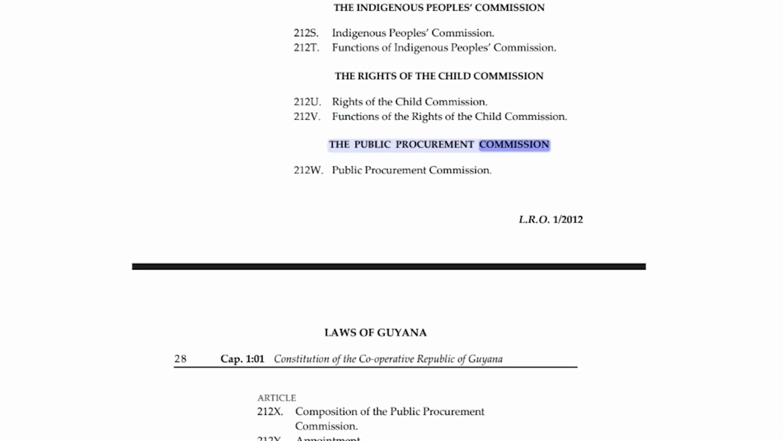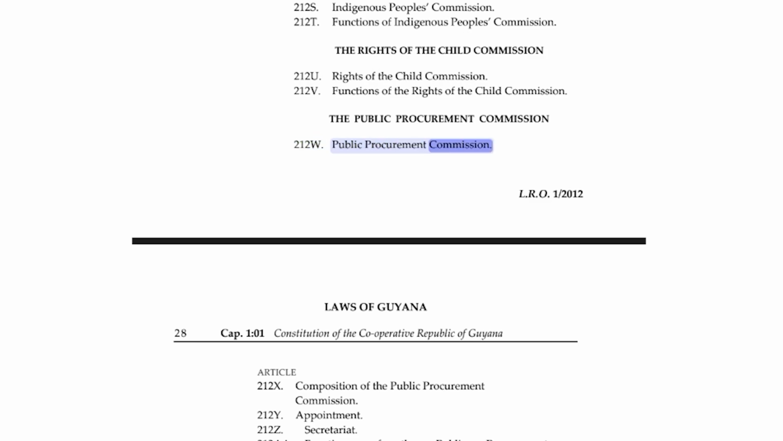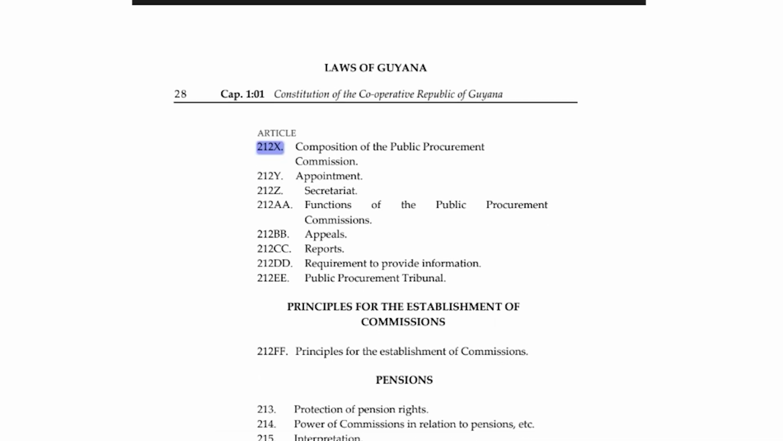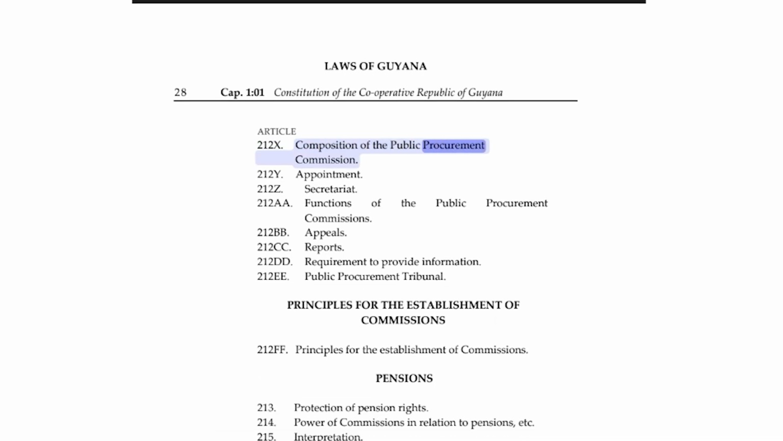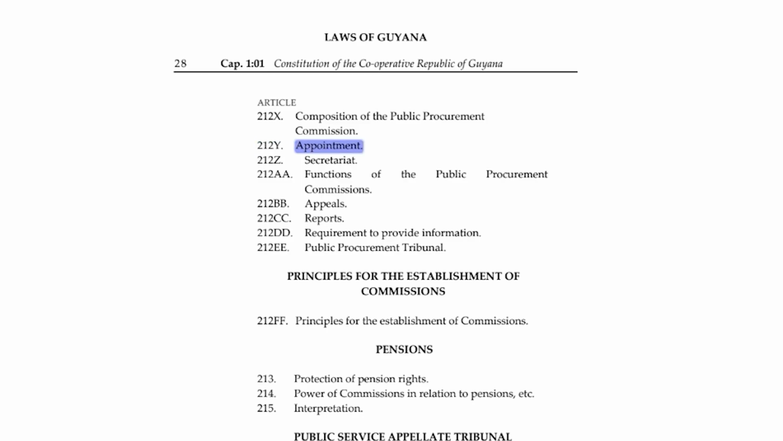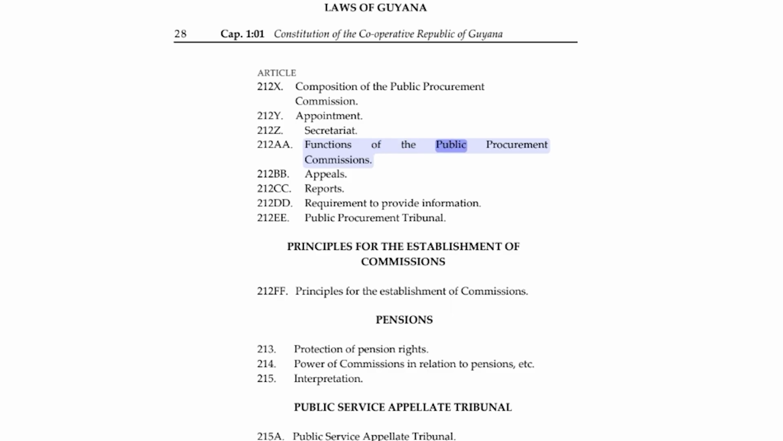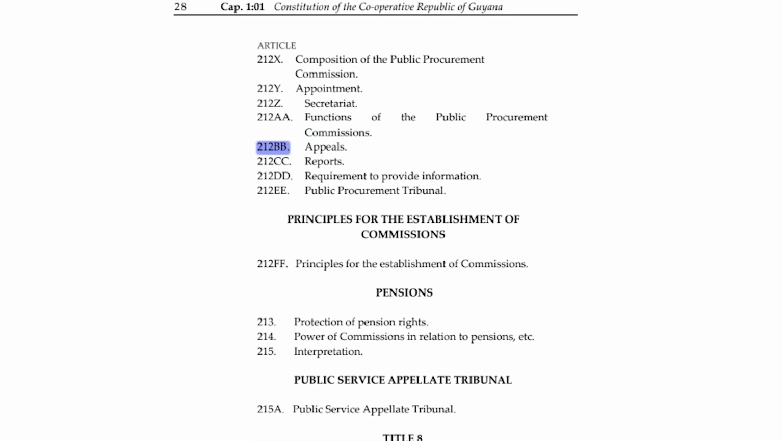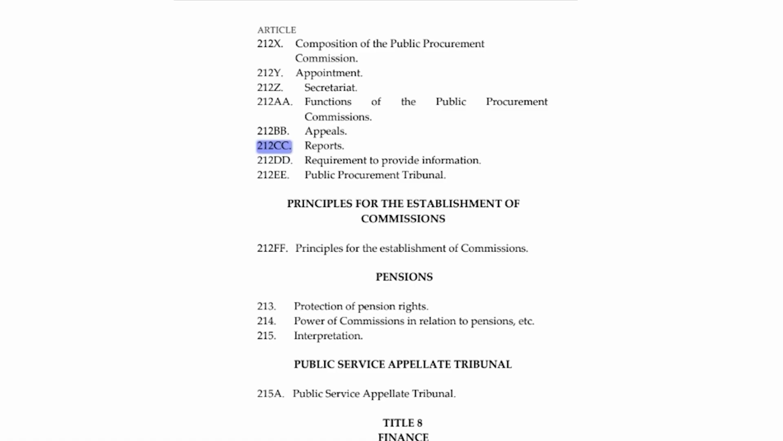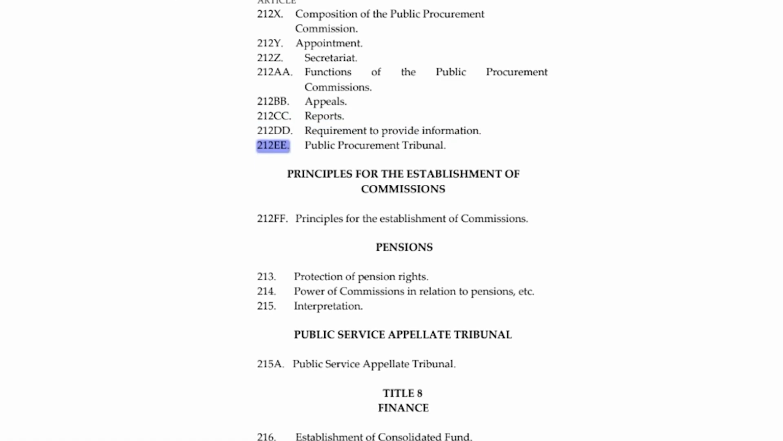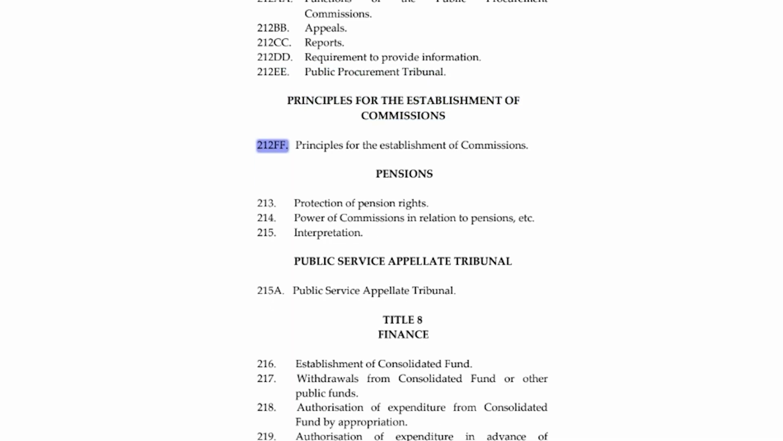The Public Procurement Commission. 212W. Public Procurement Commission. 212X. Composition of the Public Procurement Commission. 212Y. Appointment. 212Z. Secretariat. 212AA. Functions of the Public Procurement Commission. 212BB. Appeals. 212CC. Reports. 212DD. Requirement to provide information. 212EE. Public Procurement Tribunal. Principles for the establishment of commissions. 212FF. Principles for the establishment of commissions.